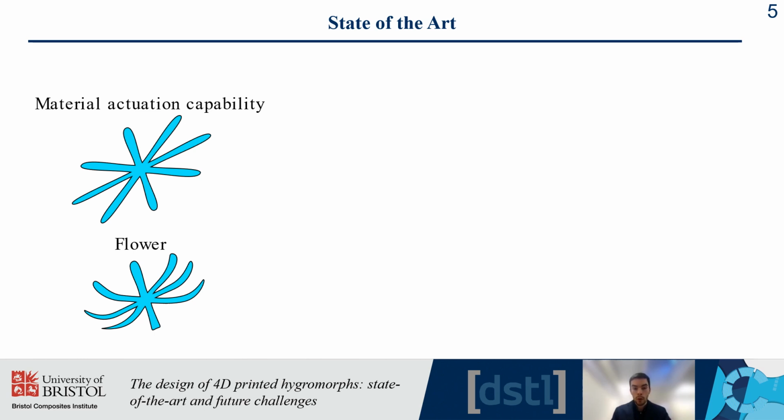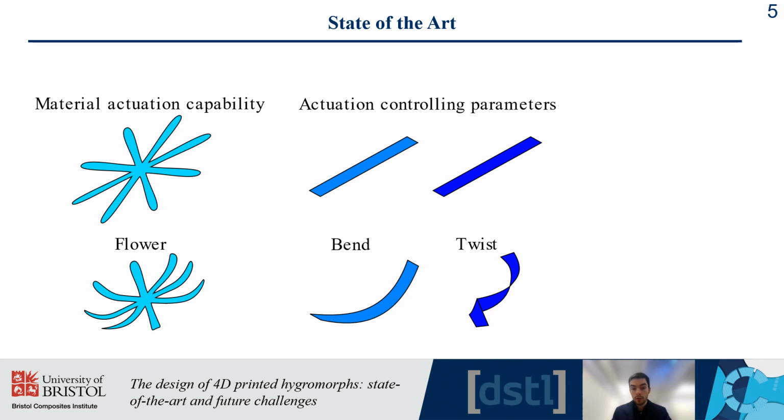The first one is what we call material actuation capability. It's basically when you want to prove that your material is capable of actuation. What you usually do is print a visually satisfying structure, for instance a flower, then you immerse it as I explained, and then you observe the actuation, proving that your material is capable of actuation. Then there are actuation controlling parameters, when you select one parameter or more, and then you change this parameter and see how this influences the actuation that you observe at the end.